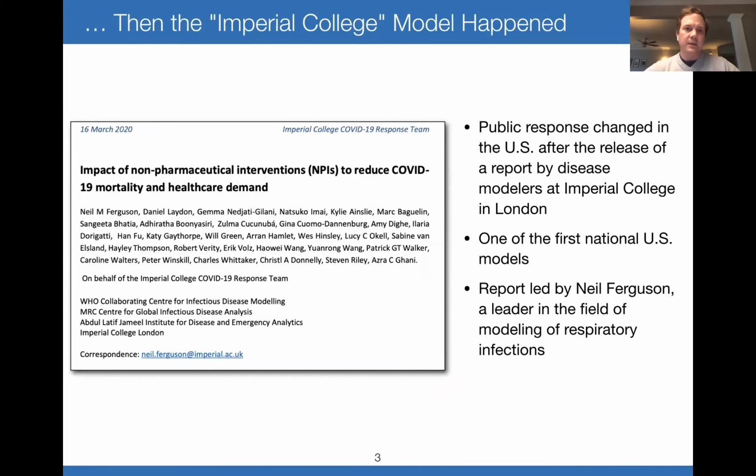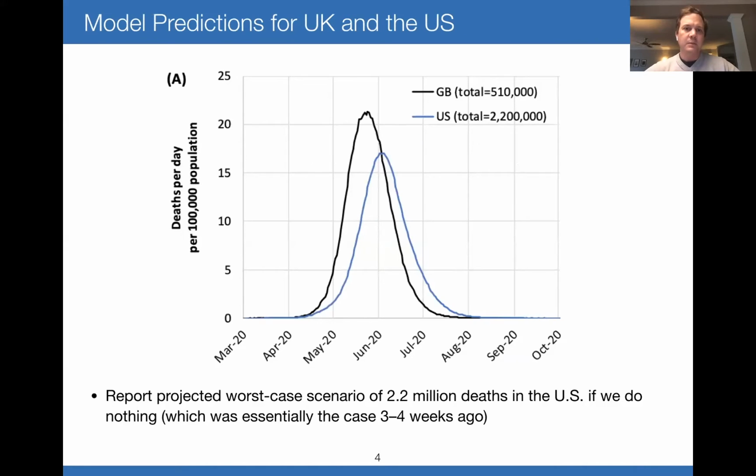Things have changed dramatically over the past month, but much of the response within the United States has been driven by the release and dissemination of the so-called Imperial College model, which happened on March 16th, a few weeks ago. This fundamentally changed our response to the epidemic based on what was one of the first national US models in the country. And this report was led by Neil Ferguson, another leader in the field of modeling of respiratory infections, and his team at Imperial College in England.